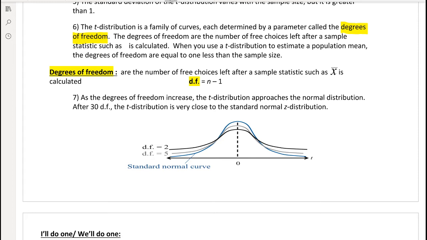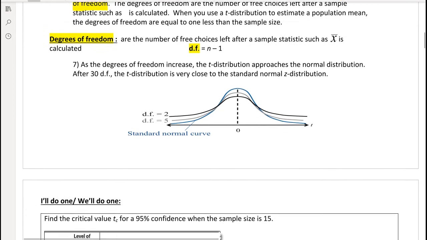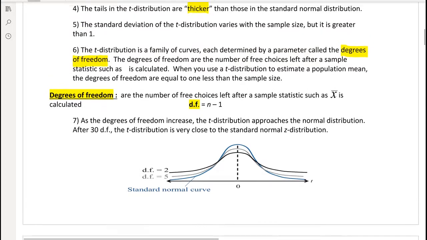And as you increase your degrees of freedom, it lowers that tail. It gets closer and closer to the standard normal curve, right? And that's why when we get to about 30, 31, 32, it ends up looking practically like the standard normal z distribution, okay?